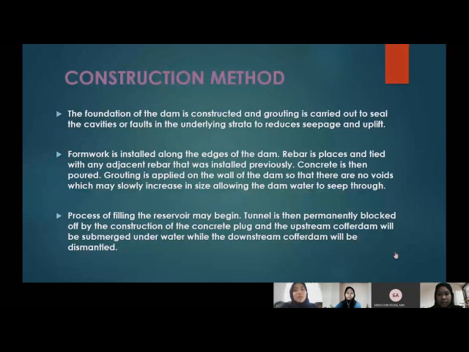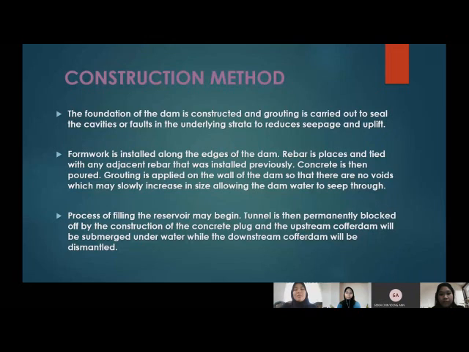And then the formwork is installed along the edges of the dam. Rebar is placed and tied with any adjacent rebar that was installed previously. Concrete is then poured and grouting is also applied on the wall of the dam so that there are no voids which may slowly increase in size, allowing the dam water to seep through.